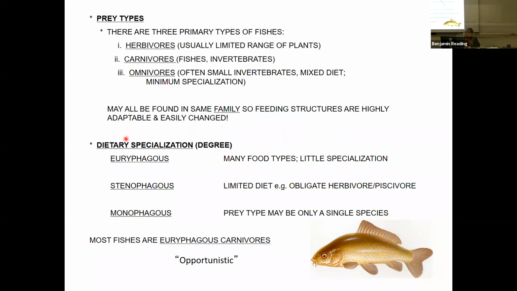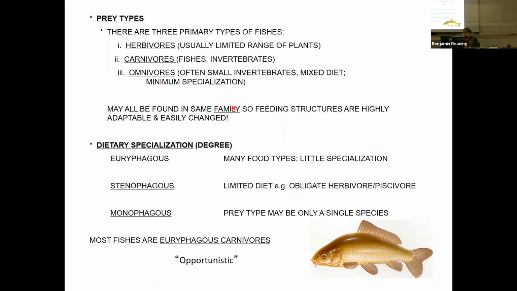So when we talk about dietary specialization, you've got what we call euryphagous. There's many types of food, little specialization. Again, the common carp, it's going to eat pretty much anything. It's going to eat other fish. Cool. It's going to eat algae. If it needs to plankton feed, it can do that. It can eat detritus off the bottom. It can eat muck. You can feed it a cheeseburger. It'll eat that too. There are what we call stenophagous, which have a limited diet.